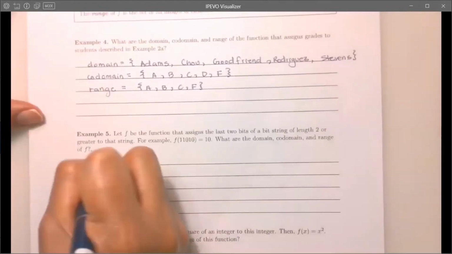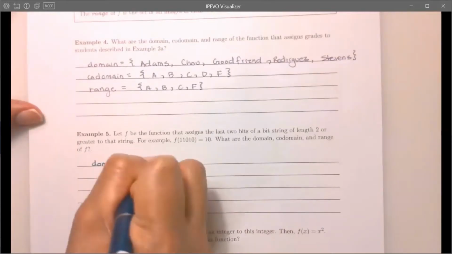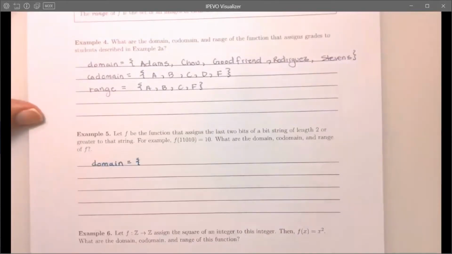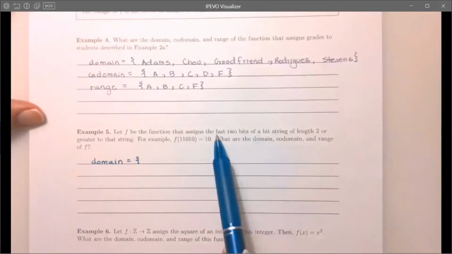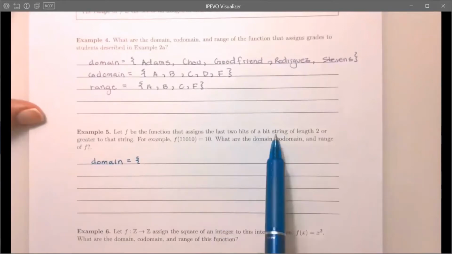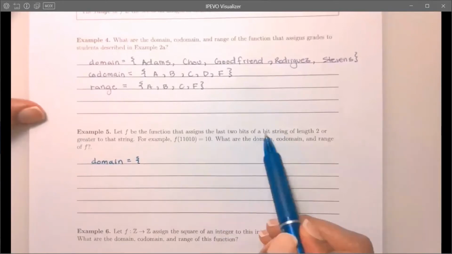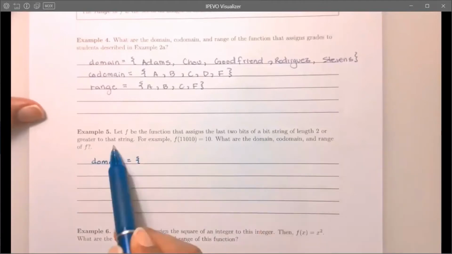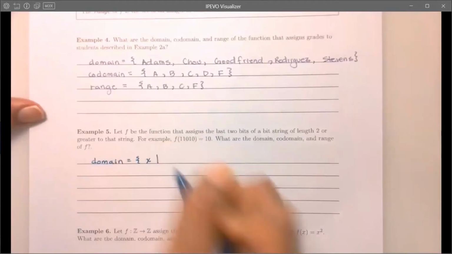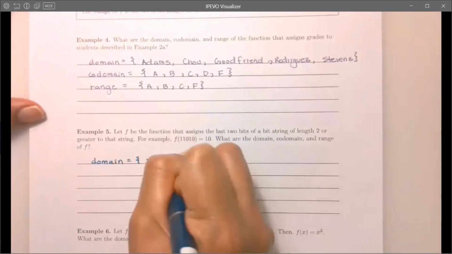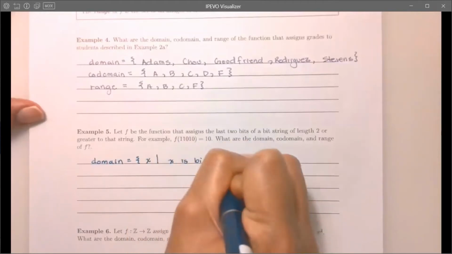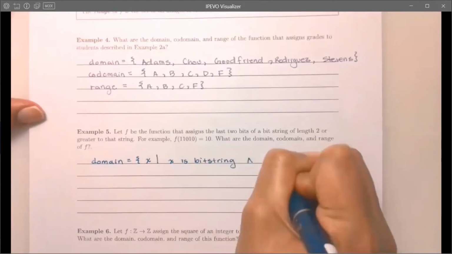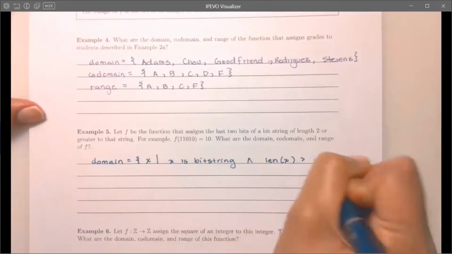Okay, so let's start off with what is the domain. The domain is the set of all possible bit strings. So they tell us that it assigns the last 2 bits of a bit string of length 2 or greater. So basically any bit string of length 2 or greater would be a possible input. So I'm going to write this using set builder. I'm going to say x such that x is a bit string, and the length of x is greater than or equal to 2.